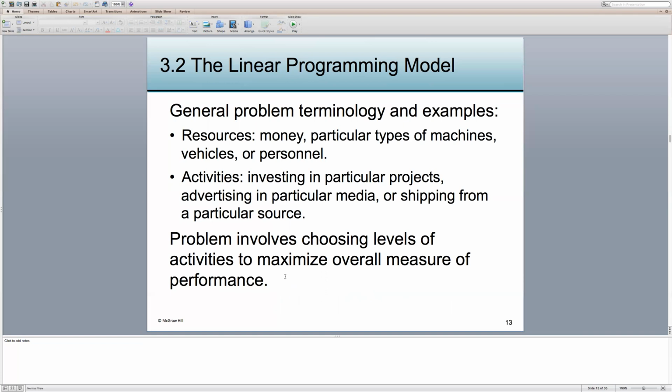So what is the language that we use in linear programming? This is the general problem terminology and examples. The kinds of resources you might have: money, different kinds of machines, vehicles, personnel. Activities: investing in particular projects, advertising, shipping. All these are possible activities. The problem involves choosing the level of the activities that maximize the overall performance.